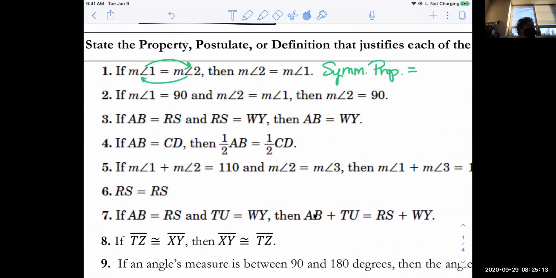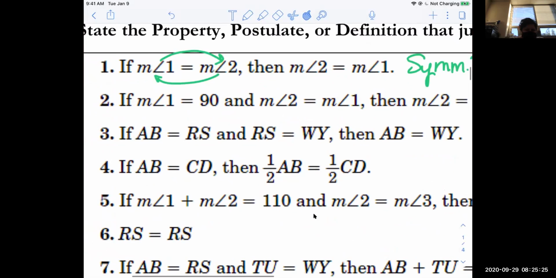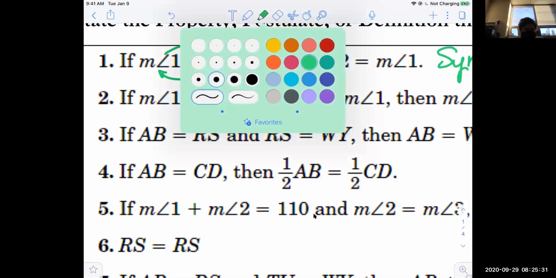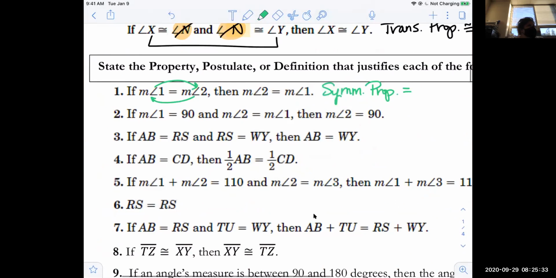If the measure of angle 1 equals 90 and the measure of angle 2 equals measure of angle 1, then the measure of angle 2 equals 90. Aiden, what do you think? Transitive? What are you taking out? You're right. I just want to know why it's transitive.